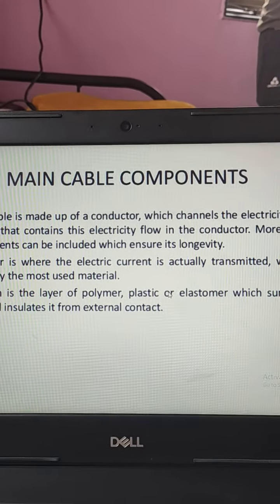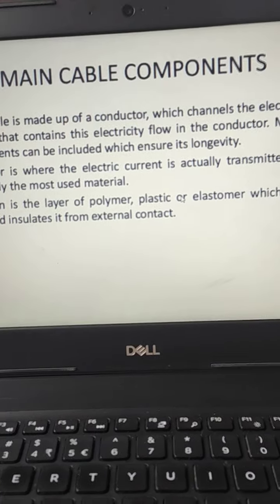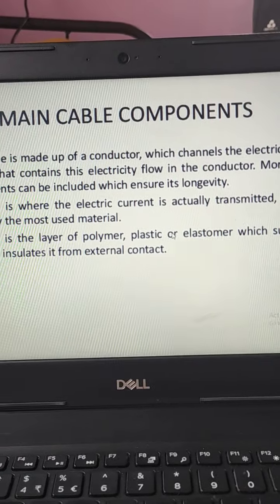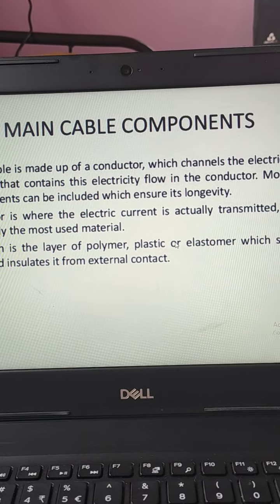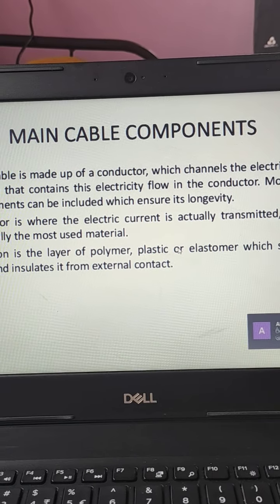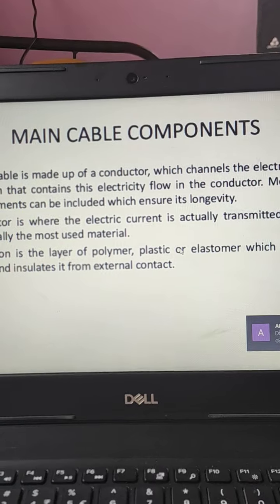So, the main cable component. A cable is made up of a conductor, which channels the electricity flow, and insulation that contains the electricity flow in the conductor. Moreover, auxiliary elements can be included which ensure its longevity.